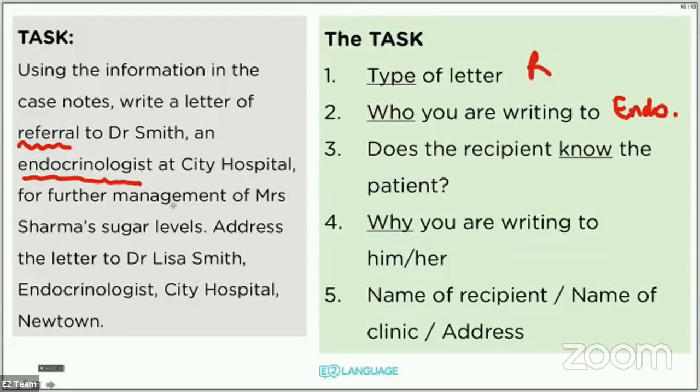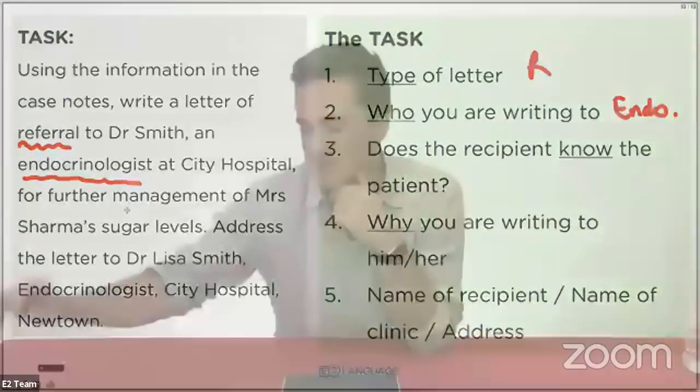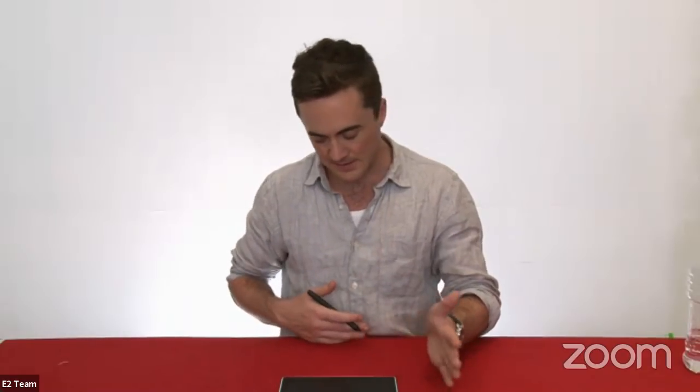Somebody, VJ, said on YouTube Live, which is a very astute observation, that we're writing for further management. But that doesn't necessarily mean that Dr. Smith knows the patient. What's usually happening here is you've got this patient, you've got a set of case notes, and it's about Mrs. Sharma. Mrs. Sharma's a diabetic, and recently her blood sugar levels have been increasing. There's going to be some irrelevant case notes as well, right?